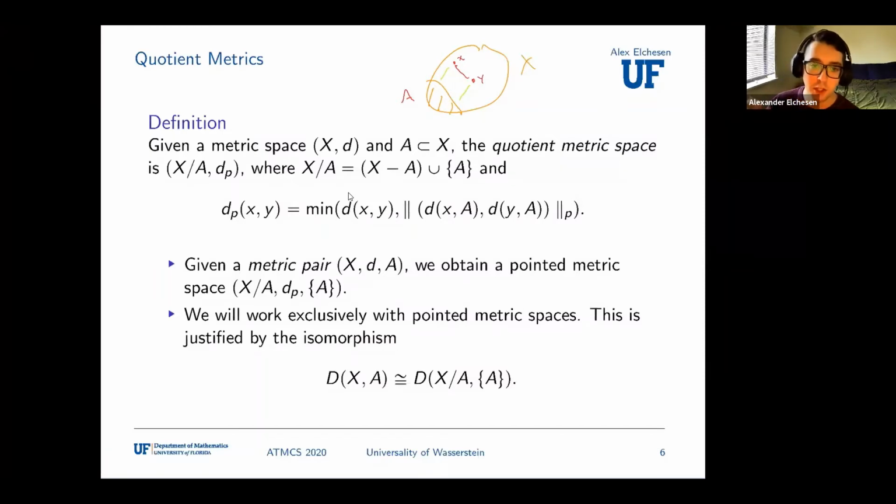And so given a metric pair, a metric pair just being a metric space with a chosen subset, we obtain a pointed metric space in this way by modding out by a and equipping it with the p quotient metric. So going forward, we're going to work exclusively with these pointed metric spaces, and this is justified by the isomorphism. This is a monoid isomorphism. So diagrams on (x, a) are isomorphic to diagrams on x mod a, with the base point being the image of a under that quotient map. So that's going to simplify the definition of the Wasserstein distance.